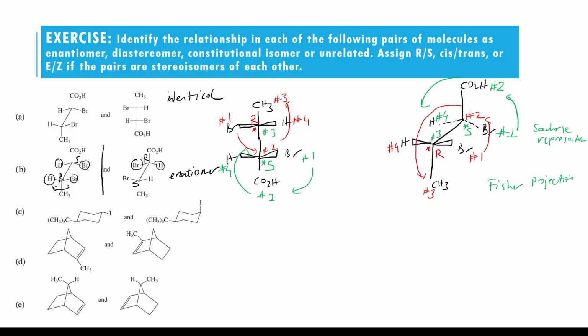Okay, let's move to the third option. In the third option, we have a chair cyclohexane. This is the first position, and this is the fourth position. 1-iodo-4-tert-butylcyclohexane. We can see that if we have two substituents on a ring, on a cyclic structure, we can have cis-trans isomerism, where they can be on the same side of the ring or on the opposite faces of the ring.